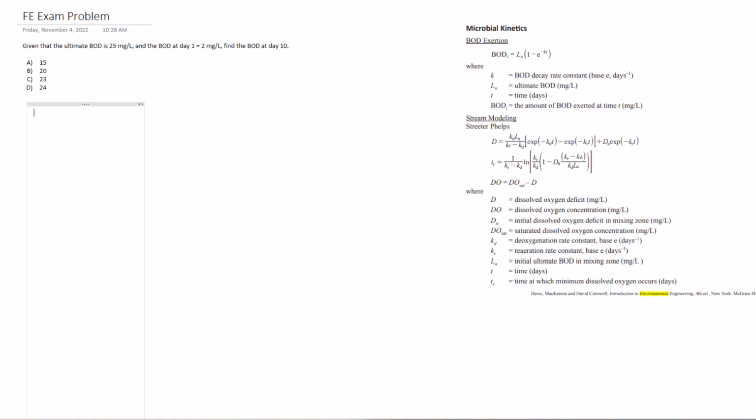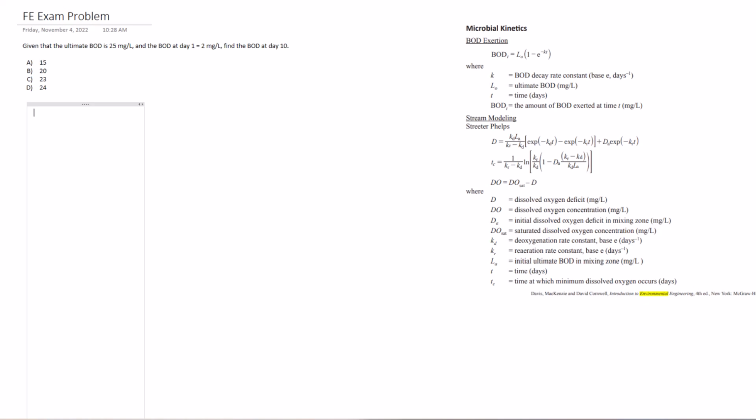Anyways, given the ultimate BOD is 25 milligrams per liter and the BOD at day 1 equals 2 milligrams per liter, find the BOD at day 10. So we're going to be using this BOD exertion equation to help us find that BOD mark at day 10. BOD sub t is the amount of BOD exerted at time t. We're going to be using some of that information so we can find the k value, which is the BOD decay rate constant, which they didn't give us.